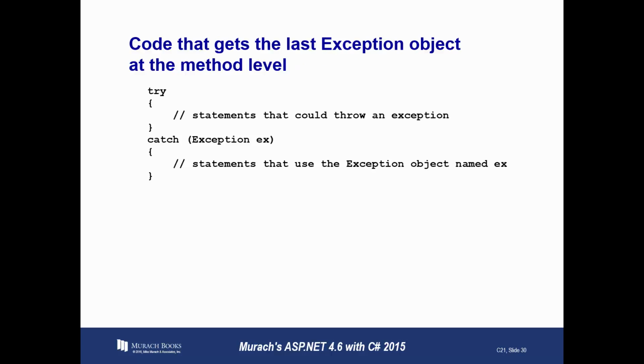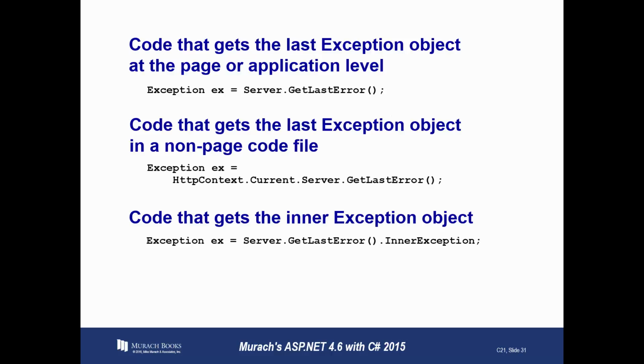So if we look at this example here, this shows how you can use a try-catch block to get the exception object. The next example here shows how to get the exception object within the Page_Error method or of the Application_Error method.